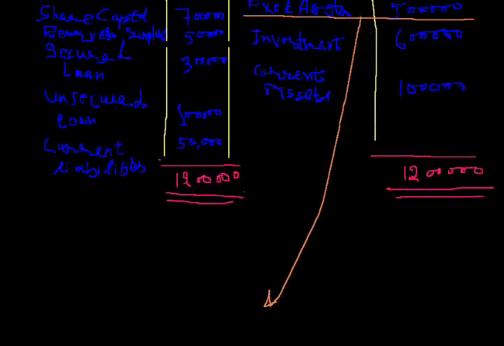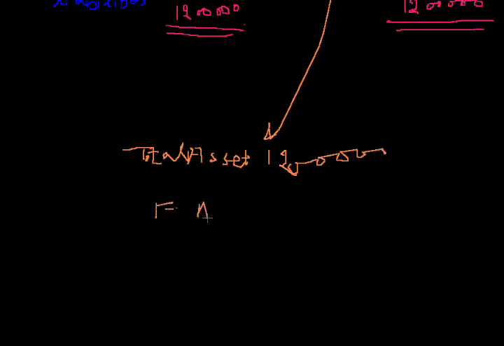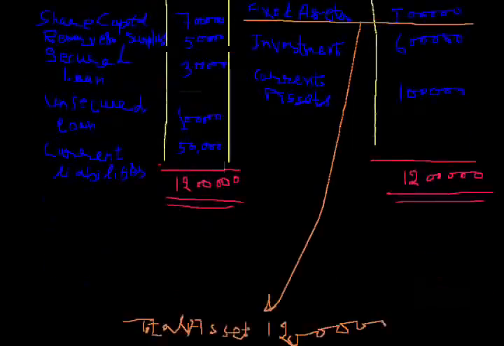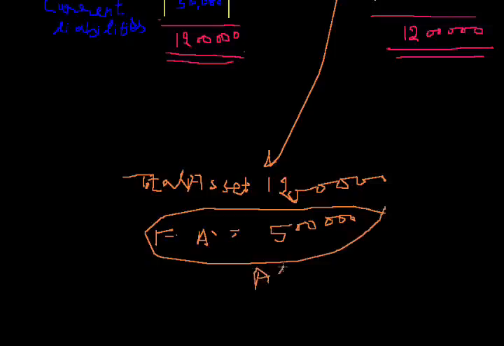Suppose this total asset is 12 lakh, but fixed asset is 5 lakh. This amount will be calculated after deducting depreciation.